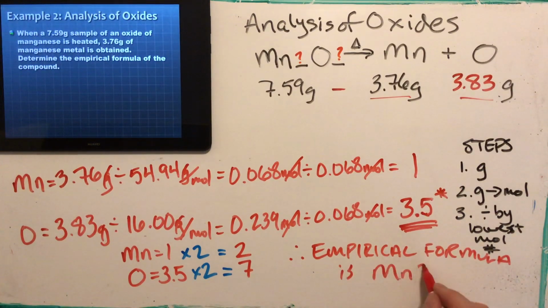is Mn2O7. Easy enough? All right, so that's example 2 done.